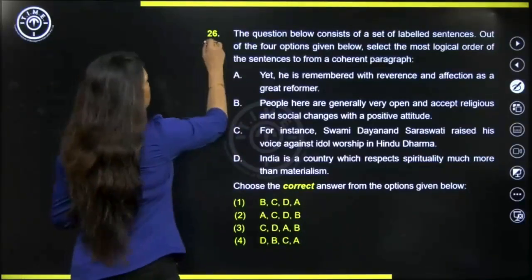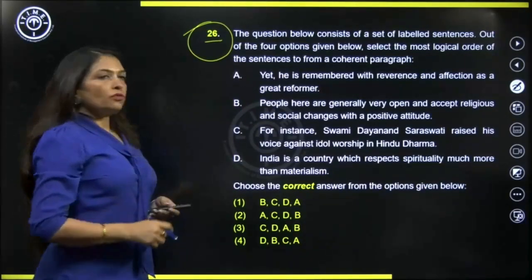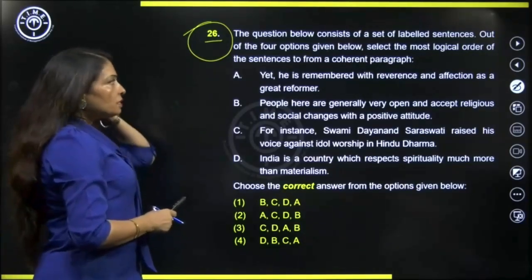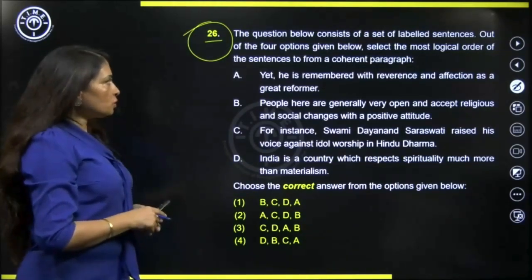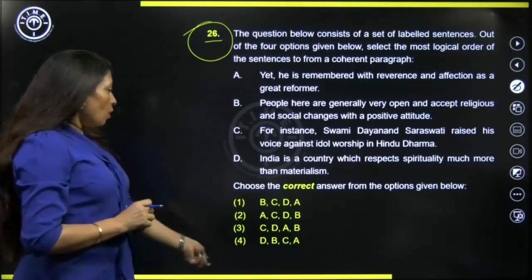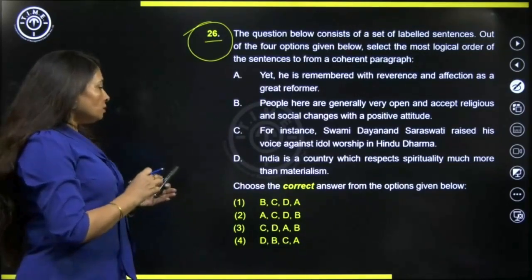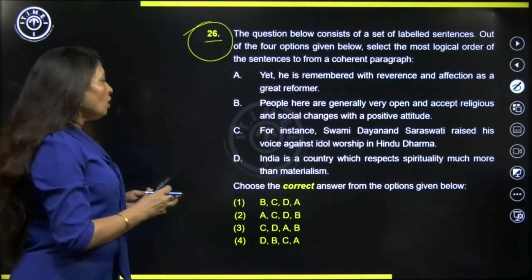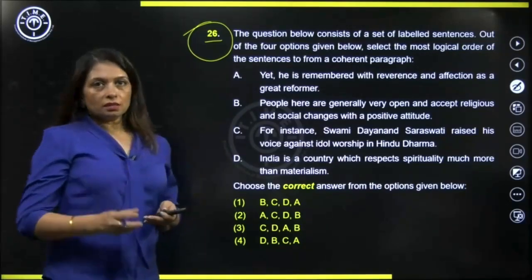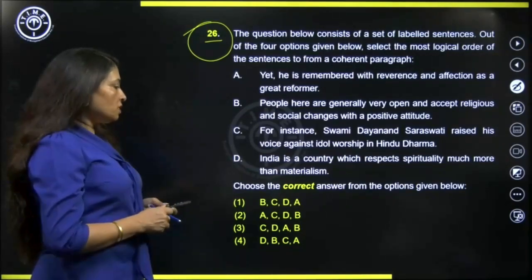Next, we have question number 26. The question given below consists of a set of labeled sentences. Out of the 4 options given below, select the most logical order of the sentences to form a coherent paragraph. So, we have a para jumbled and we have options given below. After going through these, well, we do need to know which should be the first sentence, but because options are given, we will certainly get some help from them. So, we have to choose the correct answer from the options given below.